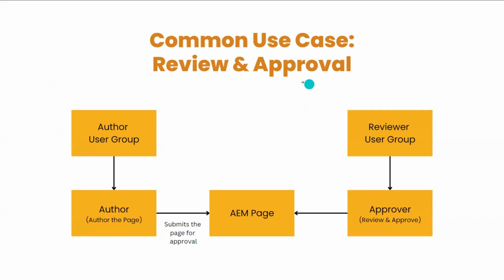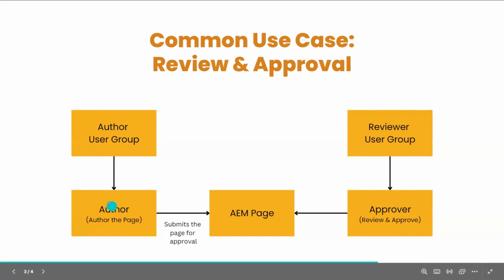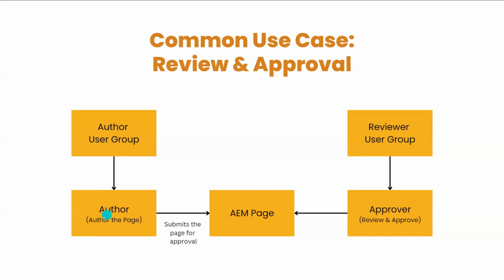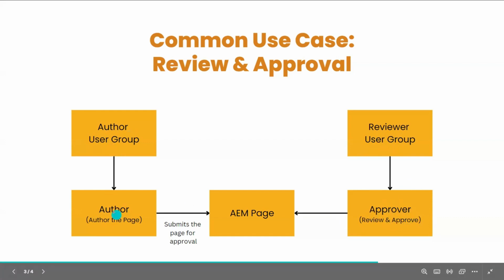In this video, we have taken a common use case, which is a review and approval process. Basically, we have created one author user group and a reviewer or approver user group. Under each of these user groups, we have created one user. In the author user group, we have created one author user, and in the approver or reviewer user group, we have created one approver user.